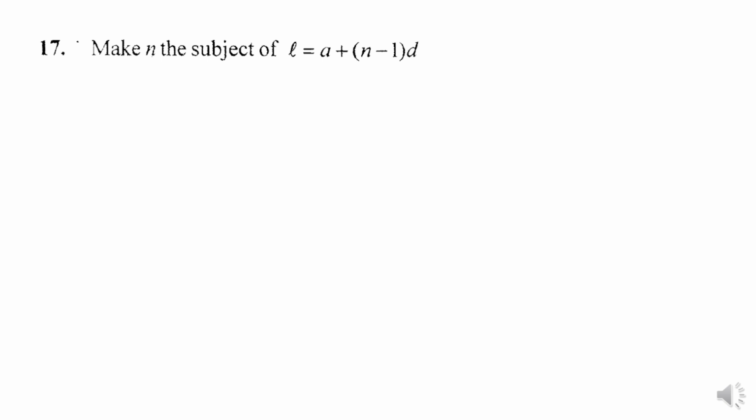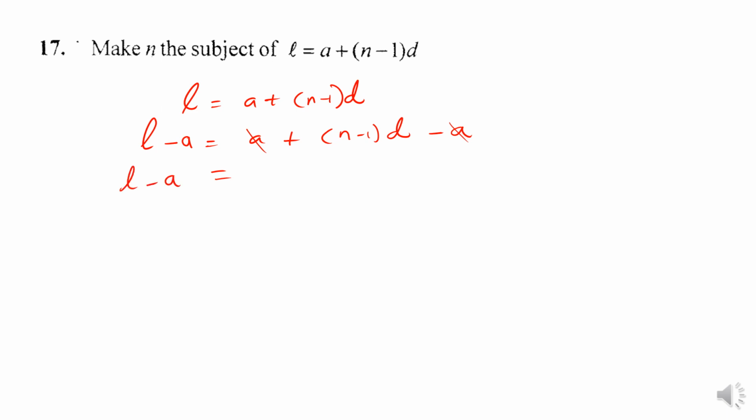Make n the subject of L equals a plus n minus 1 into d. In this one, L is equal to a plus n minus 1 d, and we need to make n the subject. Therefore we have to get rid of this a from this side. Let's do something. L equal a plus n minus 1 into d, and write minus a here and put minus a here also, and then this a to a will cancel out, and L minus a is equal to n minus 1 into d. Now we have to get rid of this d, therefore we divide by d, and we have to divide this side also by d.